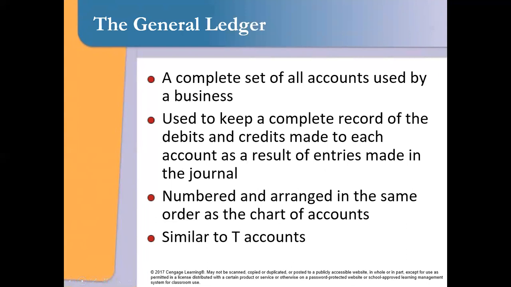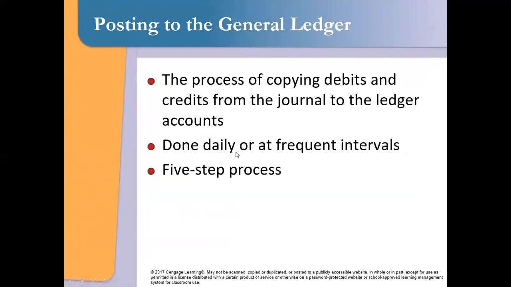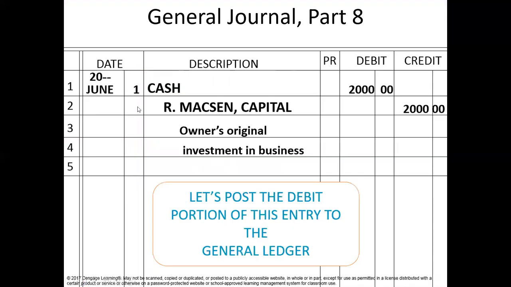The process of copying debits and credits from the journal to the ledger account is called posting. You can do it daily or you can do it at frequent intervals. Sometimes people do it monthly, quarterly. And it's a 5-step process. So what does it look like? Okay, so here we are.